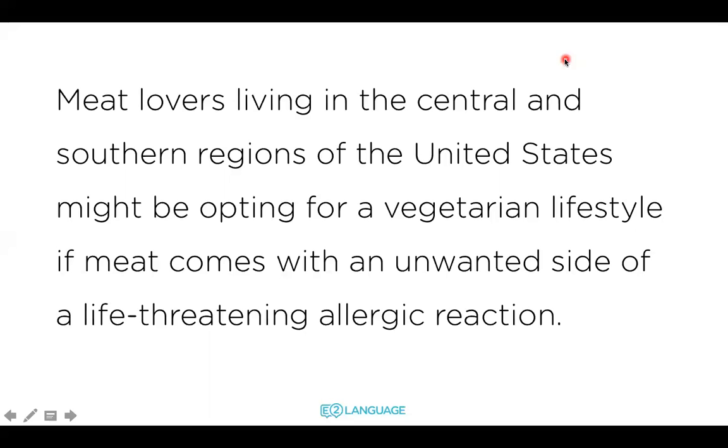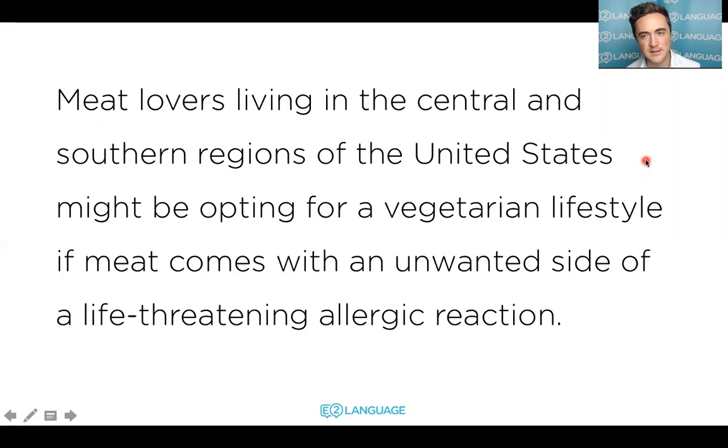All right. Cool. So first things first, to find an adjective, we first need to find the nouns. Well, here they are. We have the meat, the lovers, the regions, the United States. Here it's sort of two words but one noun, the United States. The vegetarian could be a person. Maybe I'm biased, but I think of a skinny guy, the vegetarian. The lifestyle, the meat, the side, the reaction.